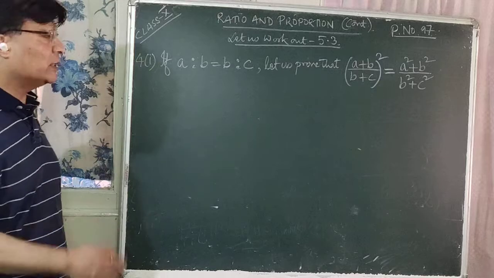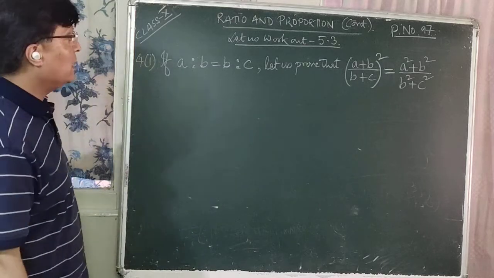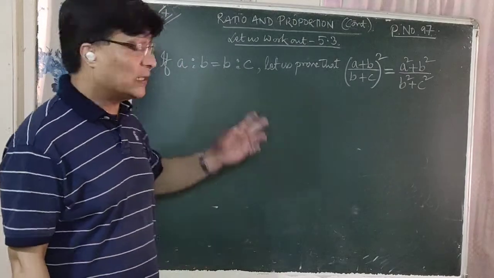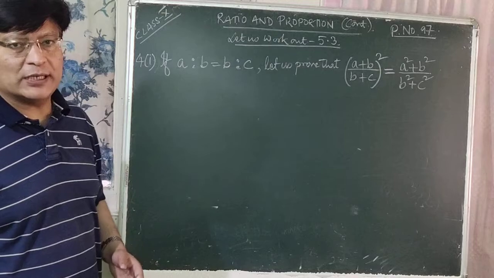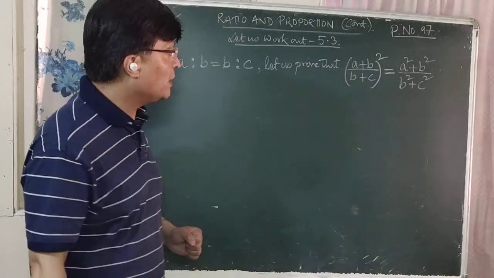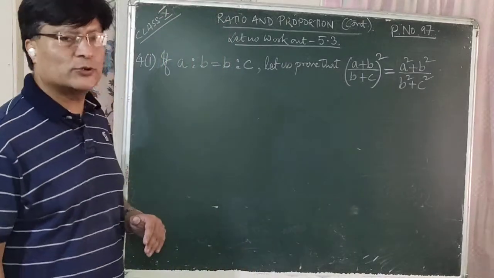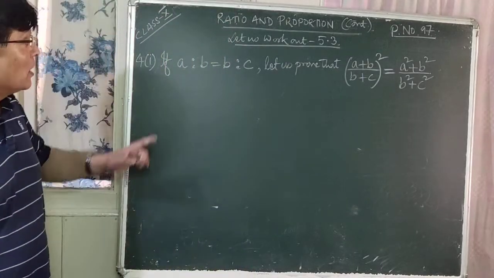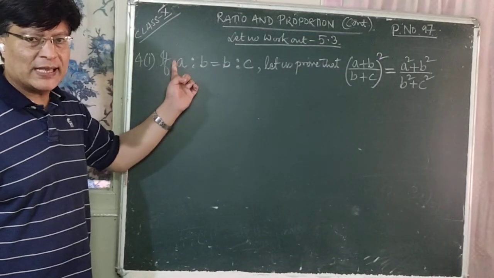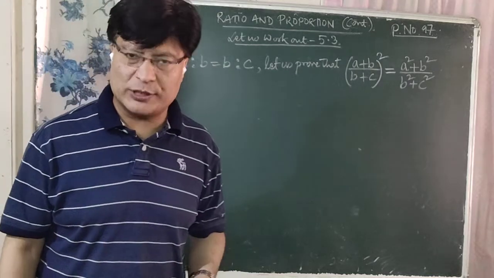Now we are doing the next question, that is question number 4.1. If A is to B is equal to B is to C, this ratio is given, let us prove that (A plus B divided by B plus C) whole square is equal to (A square plus B square) divided by (B square plus C square). Since B is repeated here, A, B, C are said to be in continued proportion.